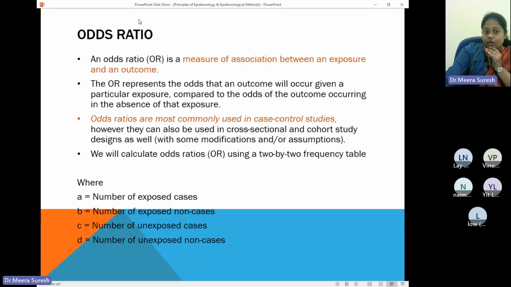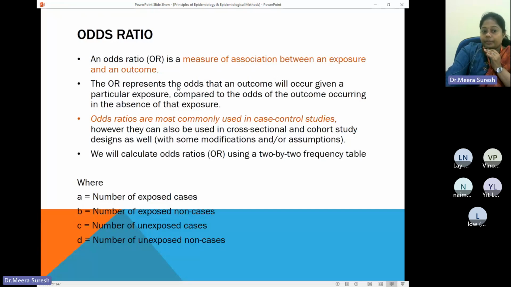In a case control study, the odds ratio is a measure of association. We get to know whether there is an association between exposure and an outcome, and if there is an association, what is the strength of that association. That we get to know. And the odds ratio is that value which gives us the strength of association.